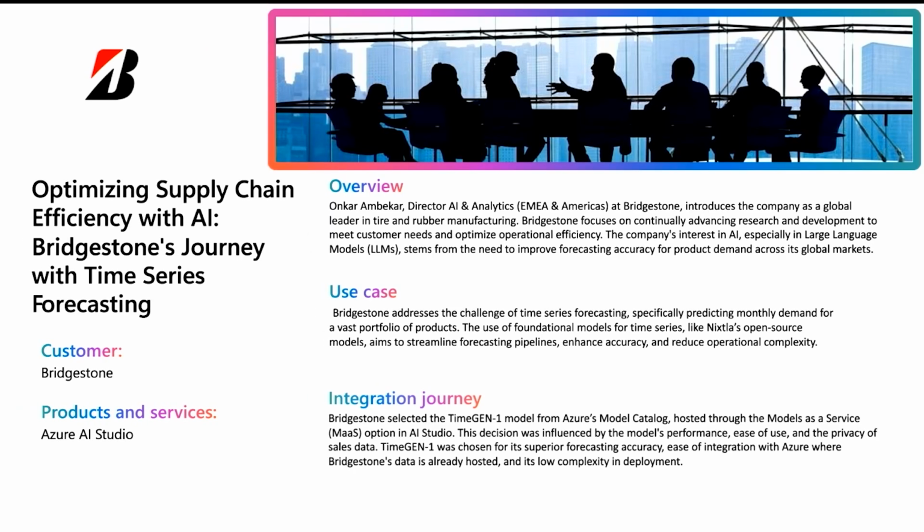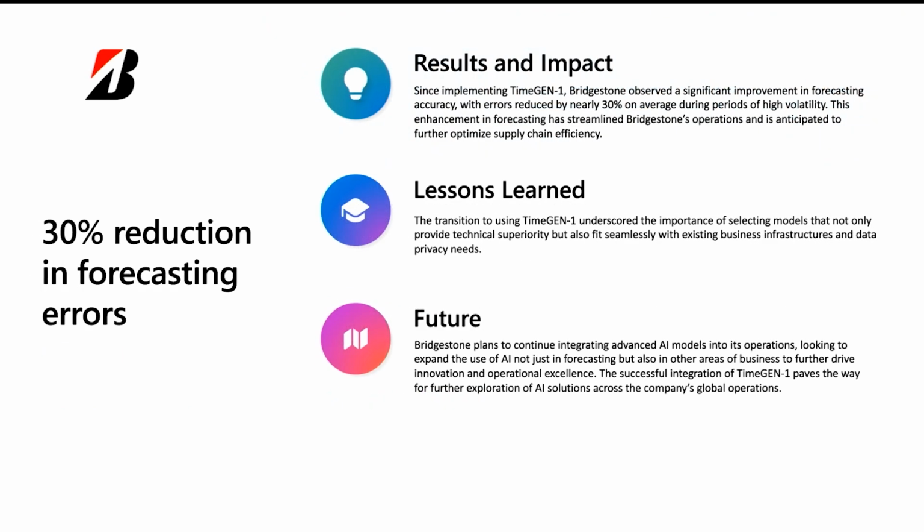And finally, the last customer story I want to share is Bridgestone. Again, Bridgestone is a very popular name. Their use case is they have been using the Nixtla model from the model catalog. We launched the Nixtla time series model at Build last month. And it's a time series forecasting model. And they're using it specifically to predict monthly demand for a vast portfolio of products. And one of the things that they want to do is streamline their forecasting pipelines, enhance accuracy, and reduce operational complexity. And what they have seen is that using a forecasting model like TimeGen from Nixtla has helped them reduce forecasting errors by nearly 30% on average, which is huge.